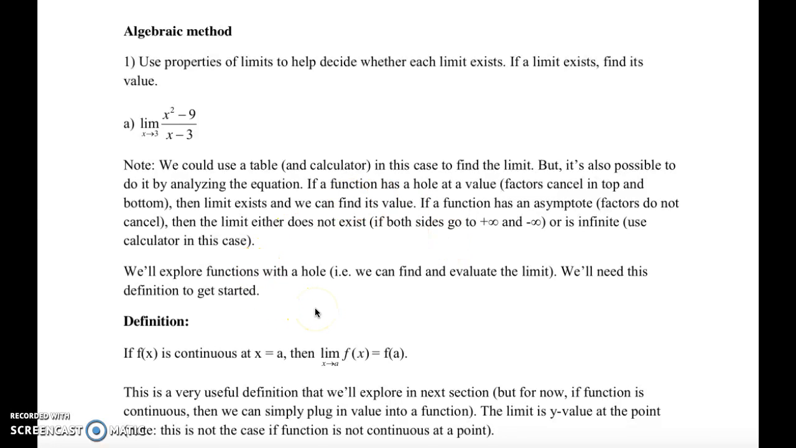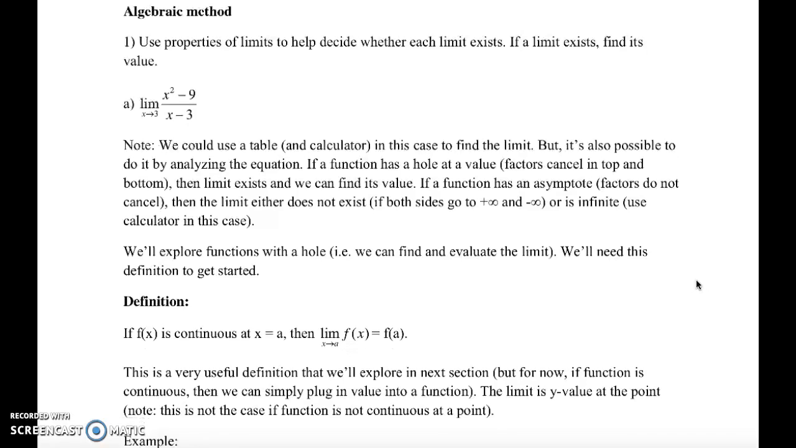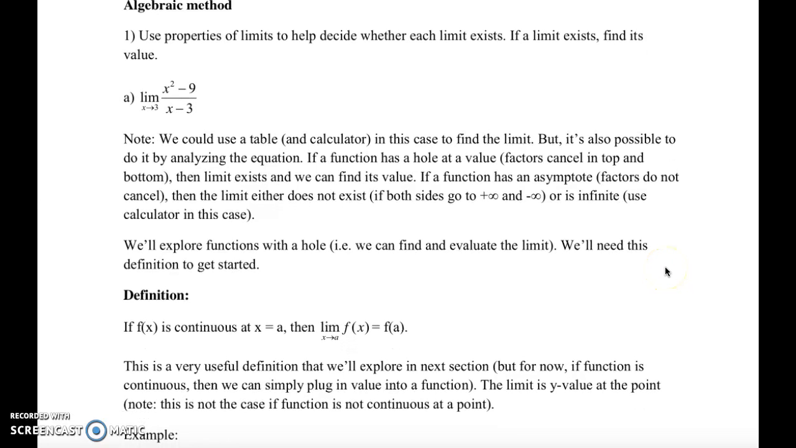We're going to explore functions we can factor, and try to find the limit that way rather than always using tables. So, if f of x is continuous at x equals a, then the limit as x approaches a of f of x is equal to f of a. What this means is that as the x value approaches a, the function exists at that y value.